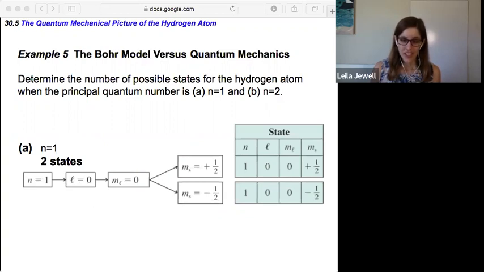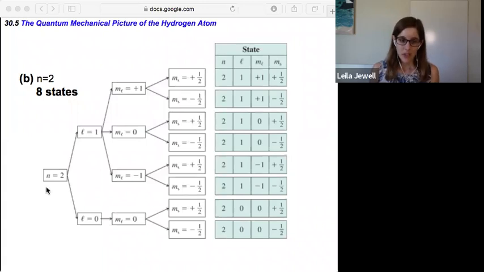So let's take a look at that. With n equals 2, now L could have a value of 0 or a value of 1. The value of 0 is much the same as the previous example. When L is equal to 0, M sub L has to be 0, and then we could have two possible spin states.